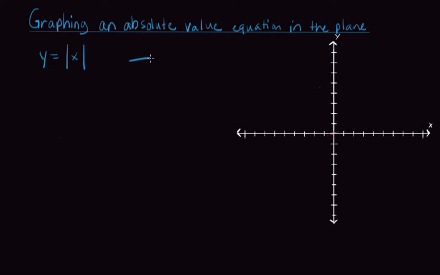So let's make a little chart of x and y values here. Let's do -2, -1, 0, 1, and 2. So we're going to just start by graphing the simplest possible absolute value equation. Remember that it becomes positive if it's negative. So -2 becomes 2, -1 becomes 1, 0, and then 1 and 2 stay themselves.